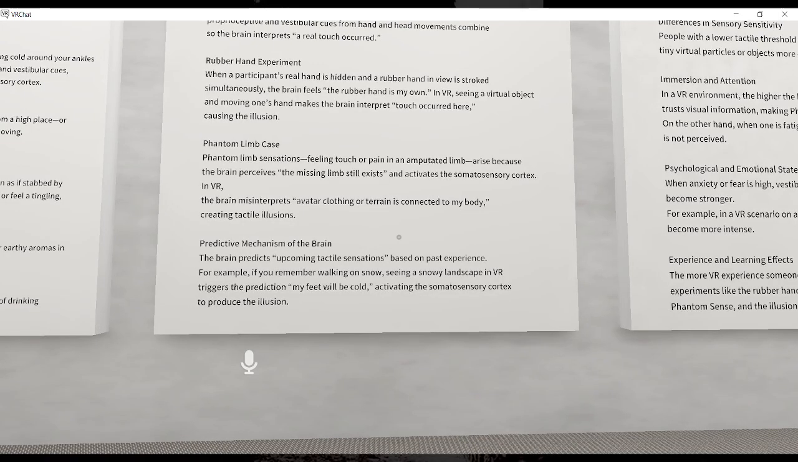Predictive mechanism of the brain. The brain predicts upcoming tactile sensations based on past experience. For example, if you remember walking on snow, seeing a snowy landscape in VR triggers a prediction, my feet will be cold, activating the somatosensory cortex to produce the illusion.